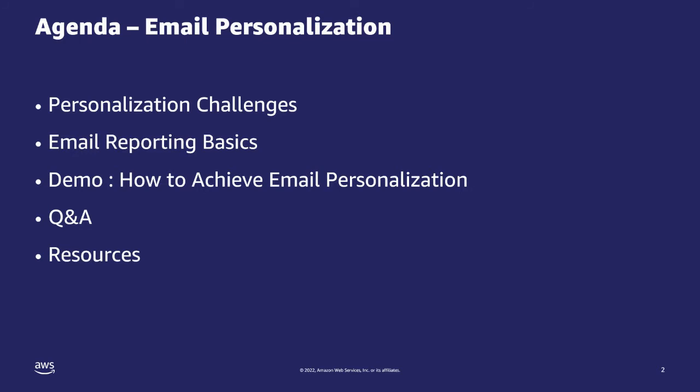So today's topic, sending out email personalized content using QuickSight, we'll walk through a couple of key considerations and challenges that you need to consider when you're sending out personalized content. We'll do a quick look at what are some of the email reporting basics. We'll do a demo on how you can achieve email personalization in QuickSight. We'll do a Q&A, and then we'll wrap up with some resource links that you can use as a reference.